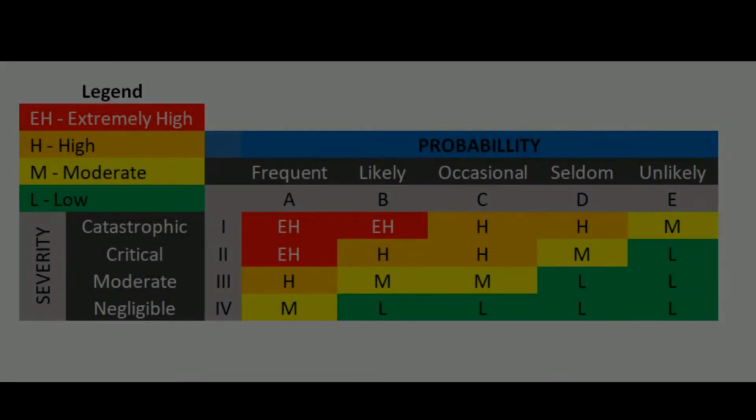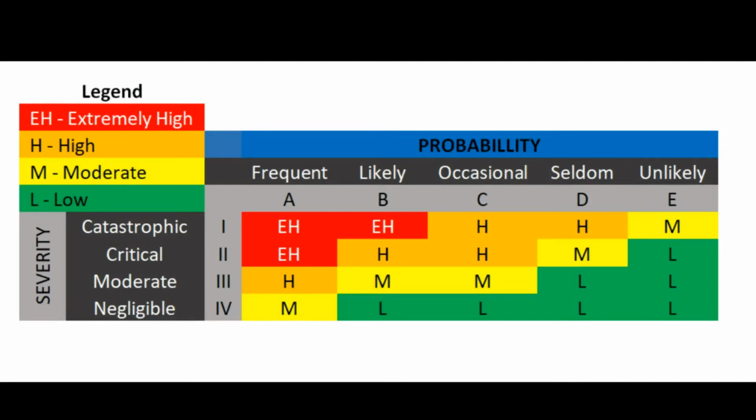Now, I've got one car. That's the only car I have, and I need it to get to work. There's no way I can hitch a ride with anybody, and that's the only car we have, and we don't have the money to get another one. So if that event takes place, the severity is going to be catastrophic. So we cross-reference likely and catastrophic, and it gives us an EH, which is extremely high. So that risk is one that I need to mitigate immediately.